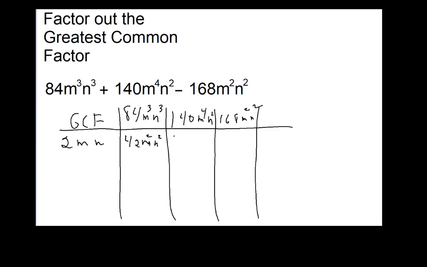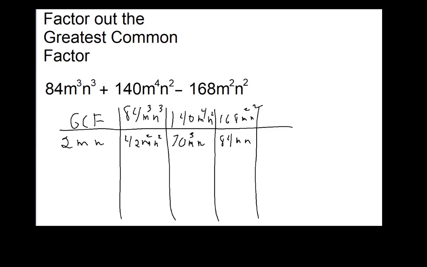And then 2 into 140 is 70. M to the third, n, because n and n make n squared. And then 168 divided by 2 is 84. I took out one of the m's and one of the n's, so I need an mn.